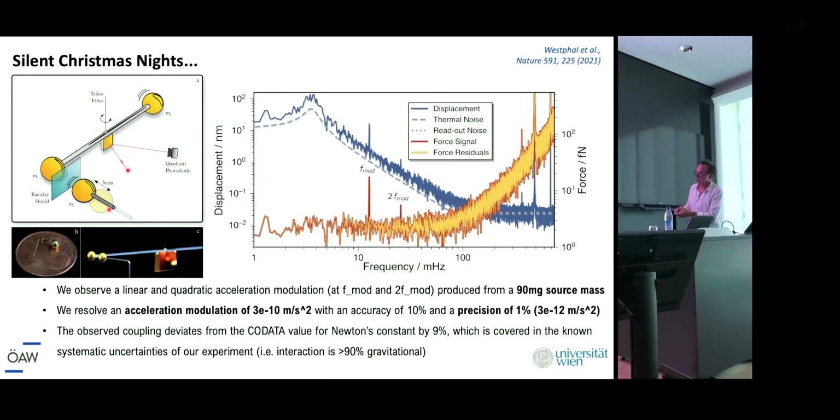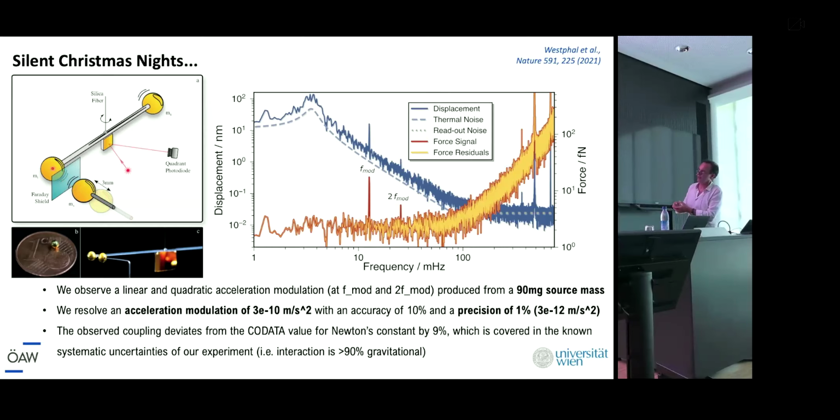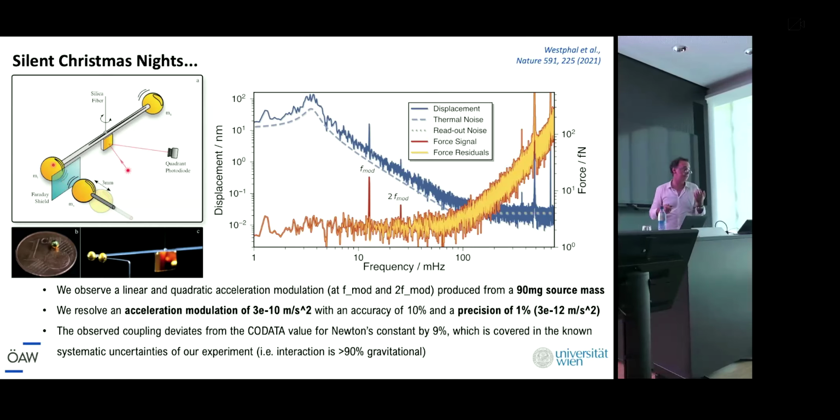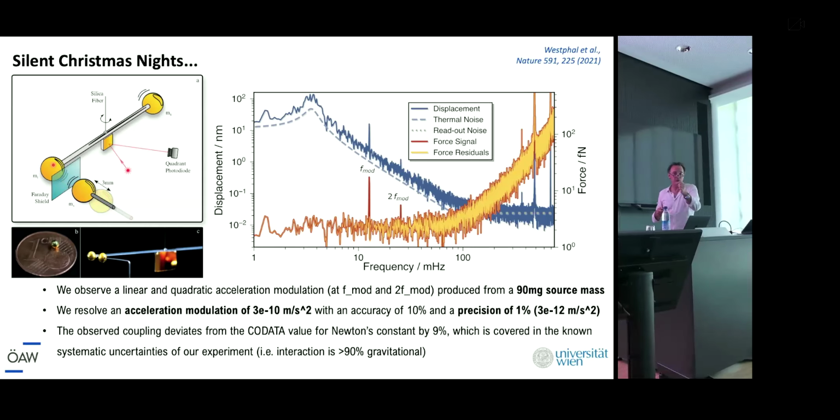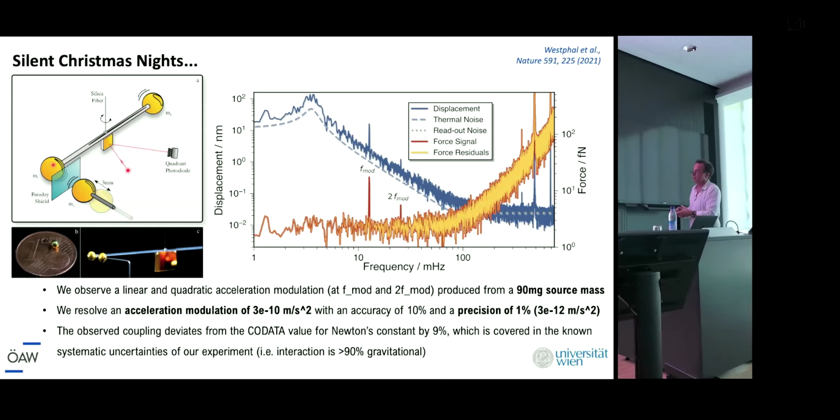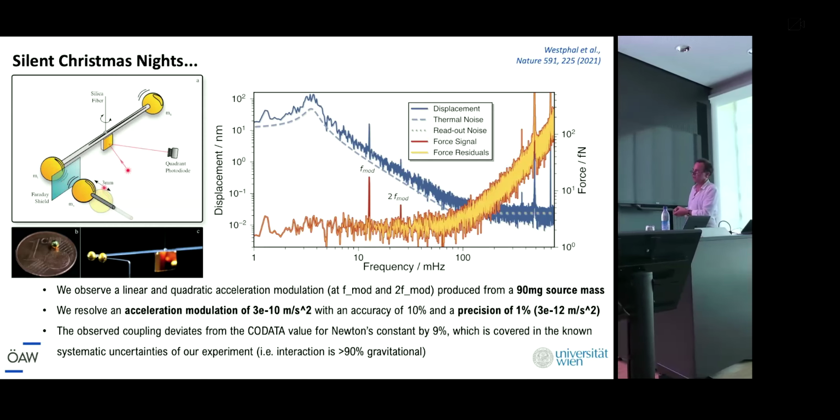The idea was now you just do a position modulation here of a few millimeters. The minimum distance to the other sphere was 400 micrometers, and the overall acceleration modulation due to gravity on that side was on the order of 10 to the minus 10 meters per second squared, corresponding to a few nanometers displacement variation and modulation. And this is what we actually picked up here.